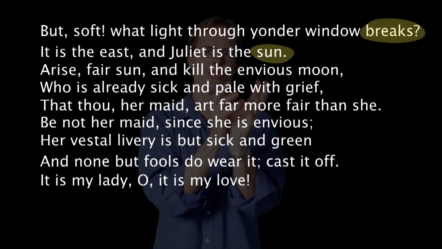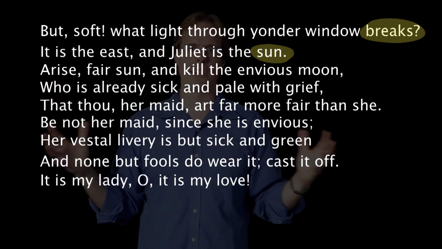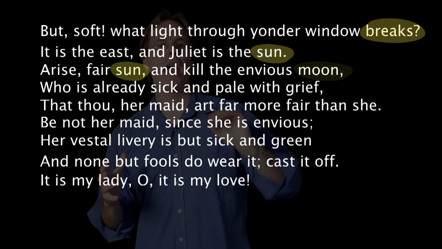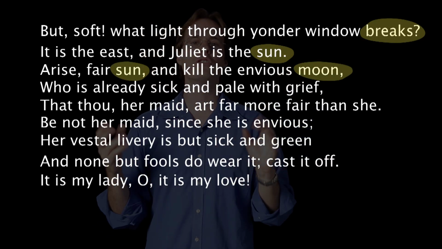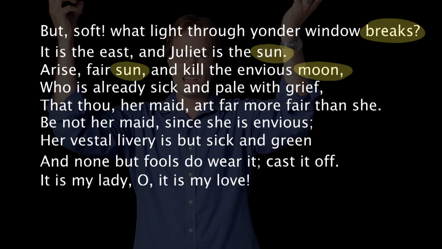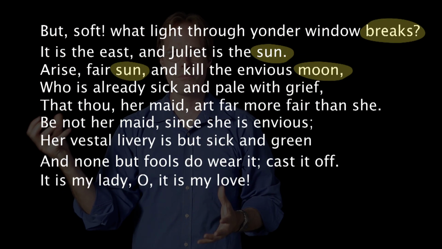So now he's comparing Juliet to the sun. So she is this glowing ball of light in his world. And that's how he perceives her, right? And he says, arise, fair sun, and kill the envious moon. So now we have two images at play. We have this sun rising and this moon here. And he's talking about the sun killing the moon, just destroying the moon.